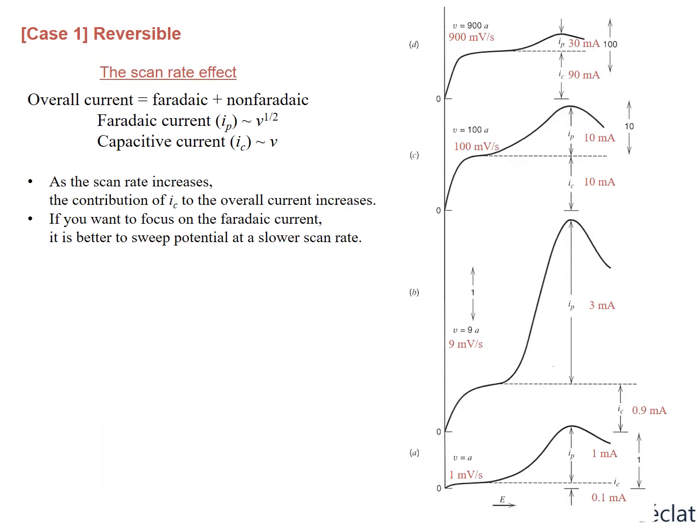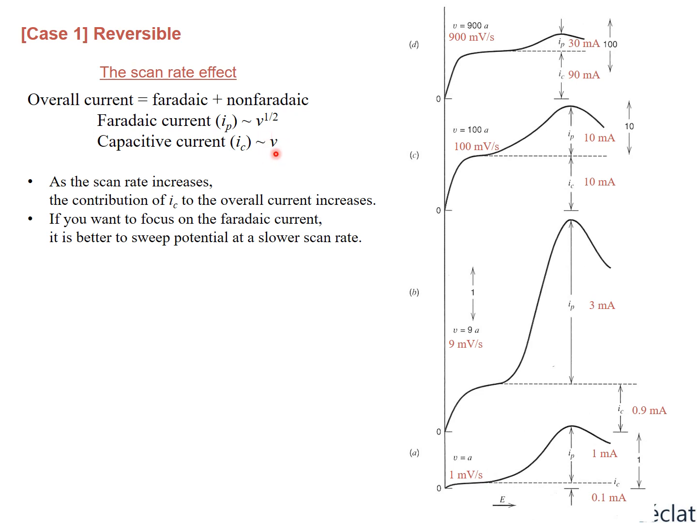Okay, let me think about the scan rate effect. Overall current is split into Faraday current plus non-Faraday or capacitive current. The Faraday current is proportional to the square root of the scan rate. However, the capacitive or non-Faraday current is proportional to just the scan rate.